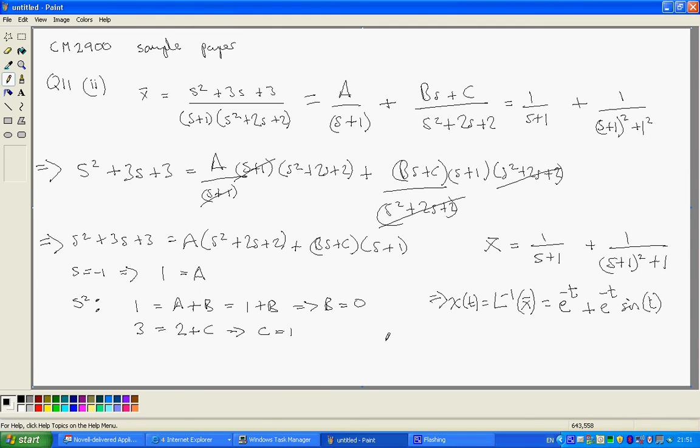So we go back to here, we can see how those fit with those two, that the inverse transform of 1 upon s plus alpha or s plus a is e to the minus at, and inverse transform of omega upon s plus a squared plus omega squared is e to the minus at sine omega t.